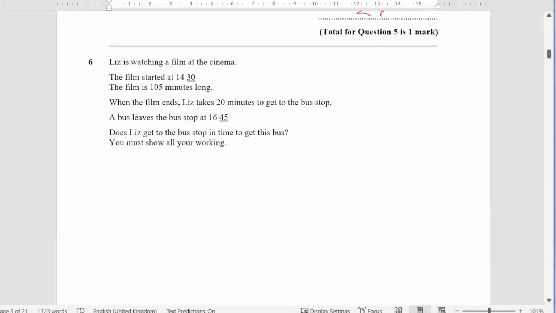Okay, Liz is watching a film at the cinema. The film started at 14:30. The film is 105 minutes long. When the film ends, Liz takes 20 minutes to get back to the bus stop. The bus leaves at 16:45. Does she arrive there on time? I'm going to use my time function on my calculator to help me with this. So I'm going to type it in as 14 hours and 30 minutes. To that time, I want to add 0 hours and 105 minutes. And then to that, I want to add on 0 hours and 20 minutes. And then compare that total to 16:45.